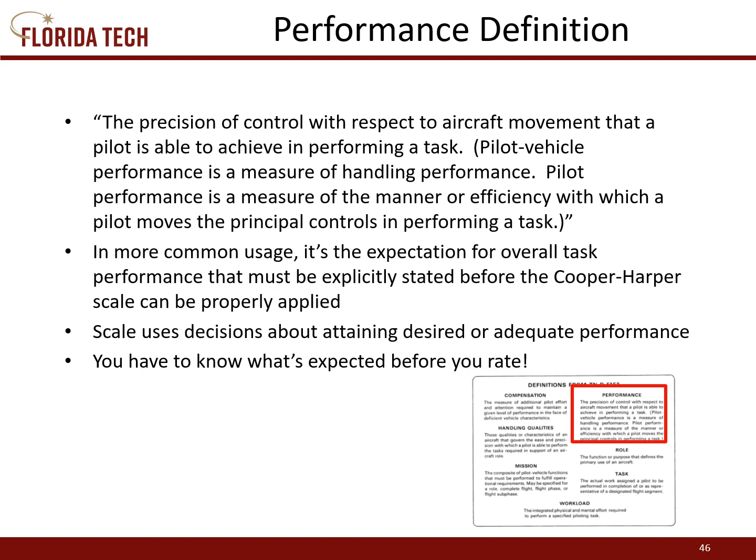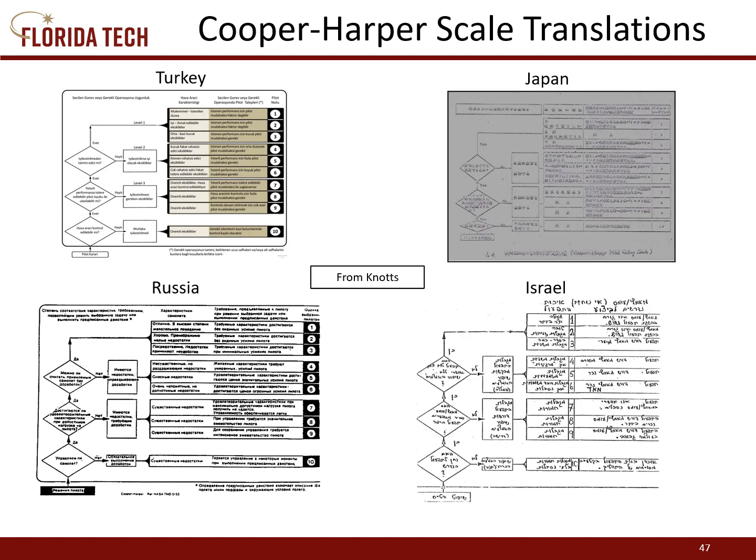The scale uses decisions about attaining desired or adequate performance, so you have to know what's expected before you can actually do the rating. Though it was developed in 1969, the Cooper-Harper scale has withstood the test of time. It's been translated all over the world. You can see here the version used in Turkey, Russia, Japan, and even Israel.